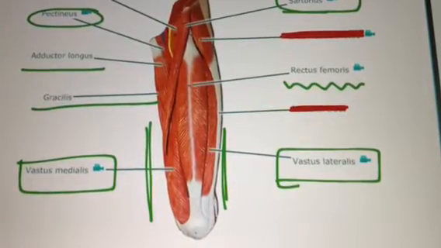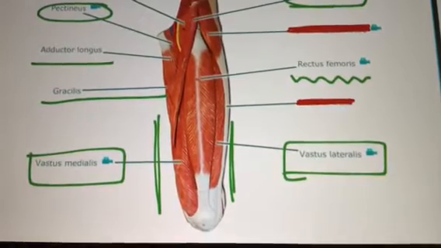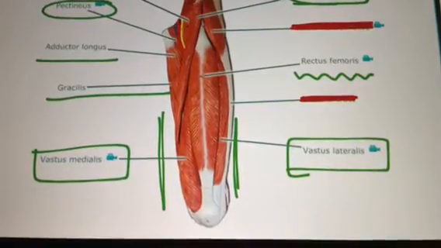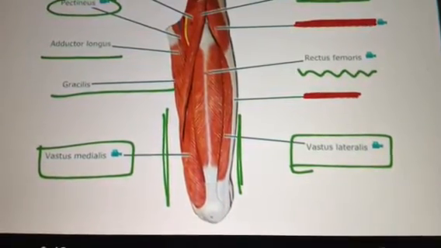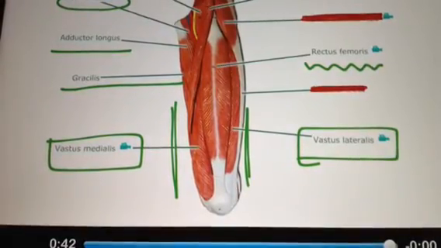Next is the adductor longus. The origin is the body of the pubis, inferior and medial to the pubic tubercle. The insertion is the lower two-thirds of the medial linea aspera, and the action adducts and medially rotates the hip.